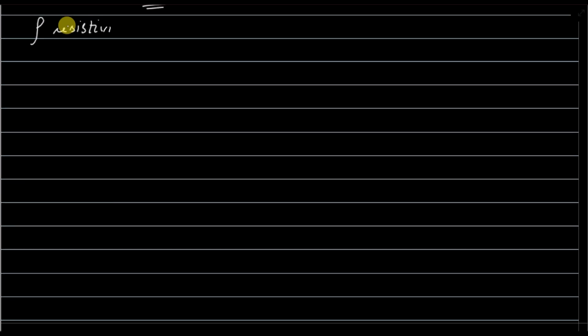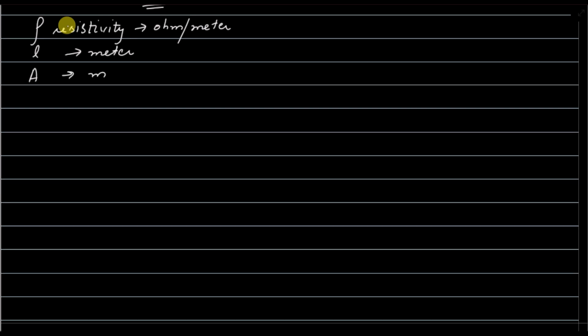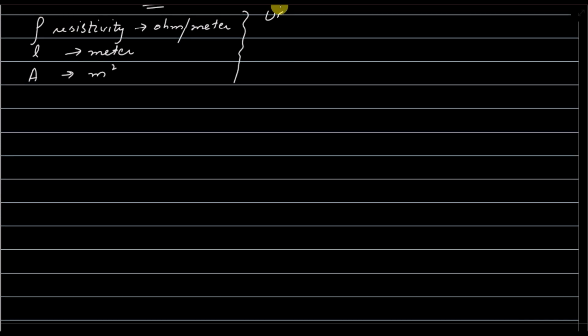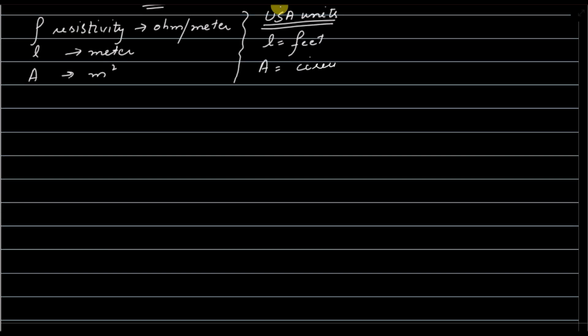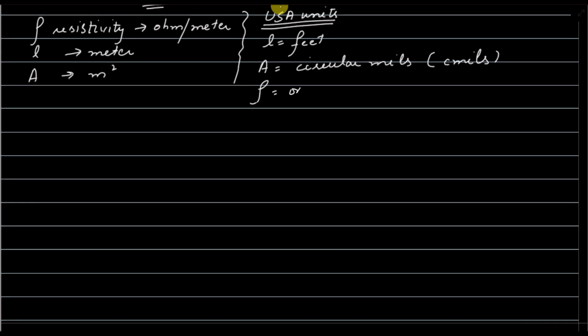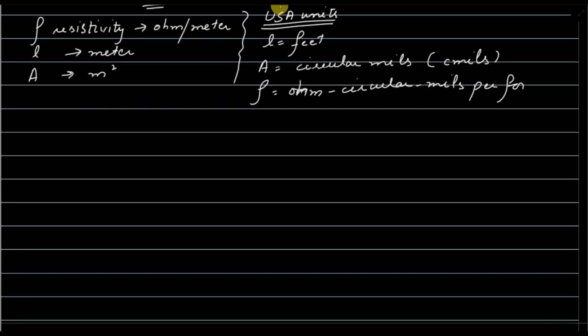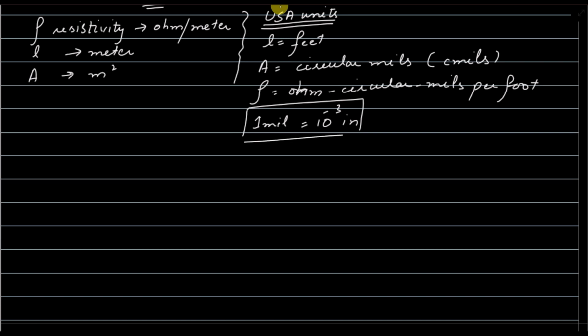Normally resistivity is measured in ohms per meter, length is measured in meters, and cross sectional area is measured in meter square. But if you are using the units that are being used in the United States of America, then the length will be measured in feet, area will be measured in circular mils, written as C mils, and resistivity is measured in ohm circular mils per foot, and 1 mil is actually equal to 10 raised to minus 3 inches. So these are the units that are used in USA.